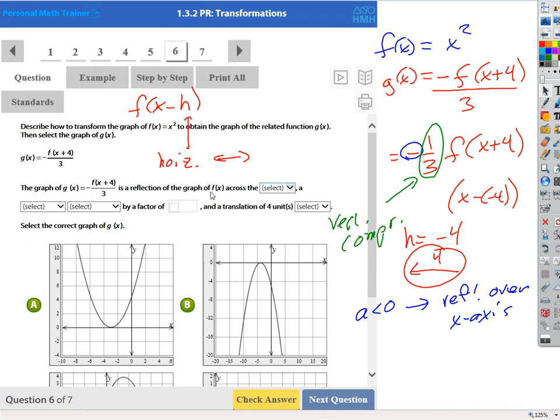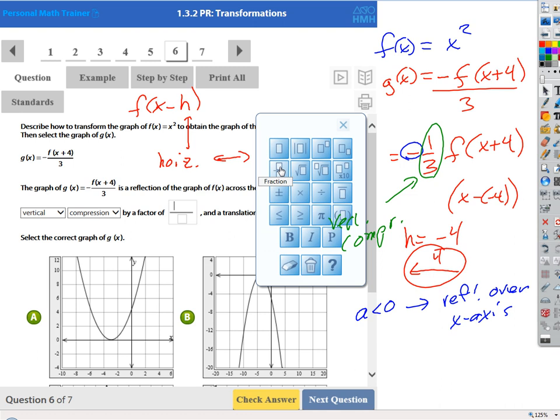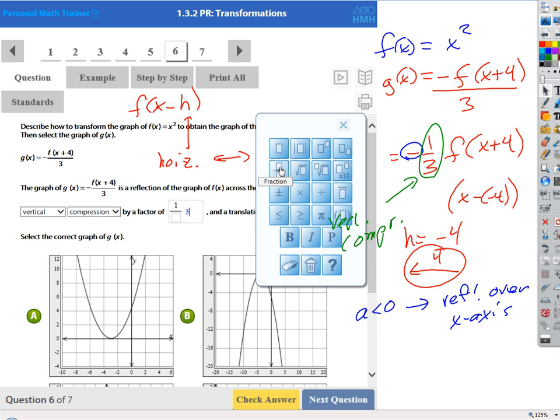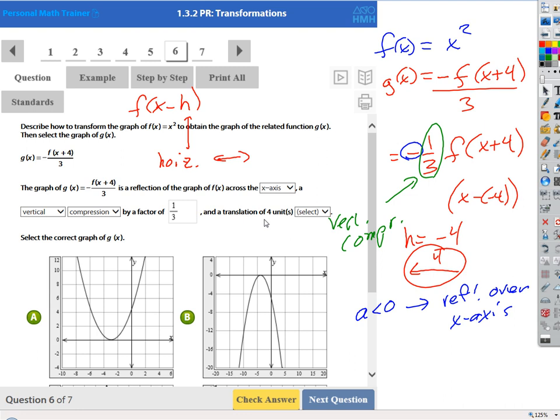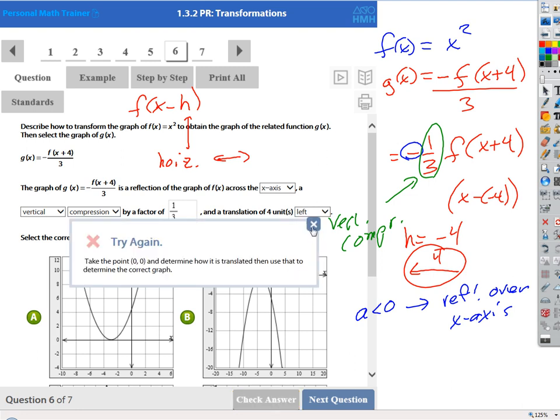And so what are our options here? It's a reflection of the graph across the x-axis, check. A vertical compression by a factor of 1/3. And a translation of 4 units, we said to the left, right? Correct? Okay. Oops, I didn't do down here though, did I?